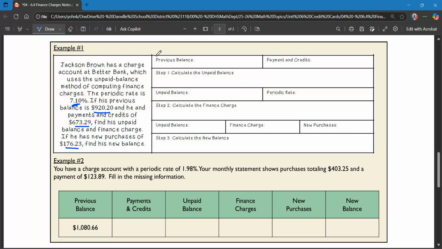Okay, basically, first line, previous balance. His previous balance was $920.20. Payments and credits. Well, we had total payments and credits of $673.29.